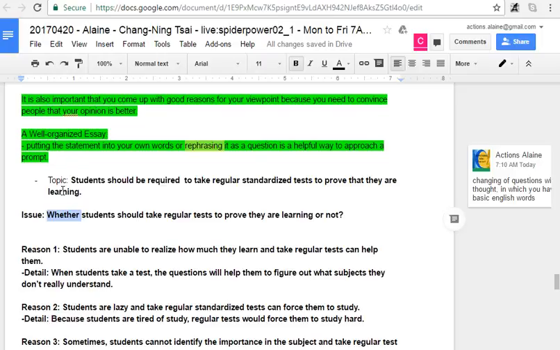And saying prove is also conditional. So it will sound redundant if we use two words that have the same conditional content. Okay? We can say if instead of whether, if students should take regular tests to prove they are learning or not.